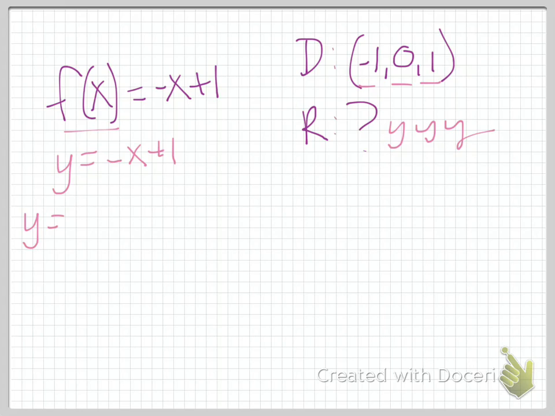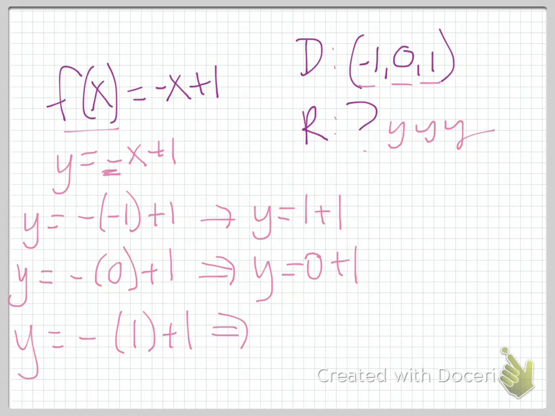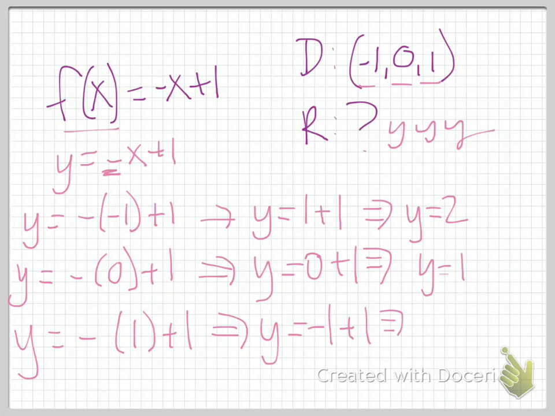Okay, so when I put a negative in for a negative x, it's going to look like this, because I still have that negative in front. So there's my negative 1, so I got y equals negative 0 plus 1, and y equals negative 1 plus 1. Okay, so this one, 2 negatives make a positive, so now I got y equals 1 plus 1. This is 0 times negative 1 is still 0, so I got 0 plus 1. Negative times a positive 1 gives me a negative 1. Okay, so then we got y equals 2, y equals 1, and y equals 0.